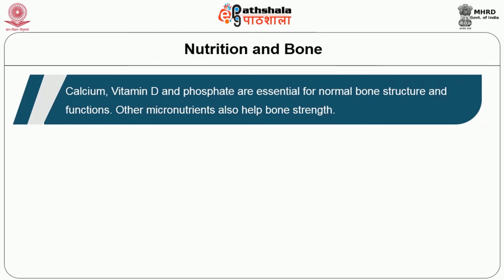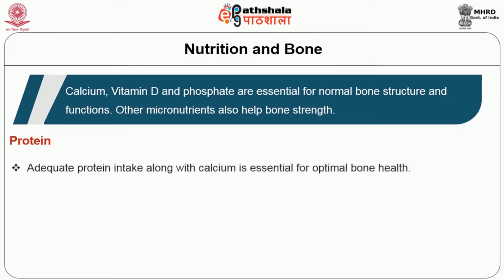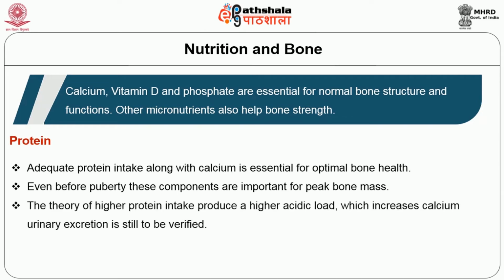There is a relationship between nutrition and bone, with calcium, vitamin D and phosphates being essential for the normal bone structure. Remember, there are also other nutrients which help with bone strength. The foremost one is protein. Adequate protein intake along with calcium is essential for optimal bone health. Even before puberty, it is very important for peak bone mass.